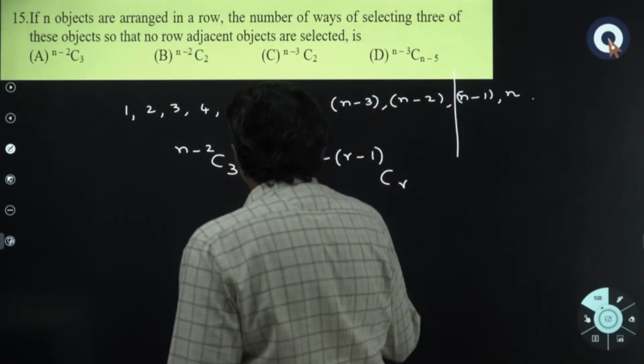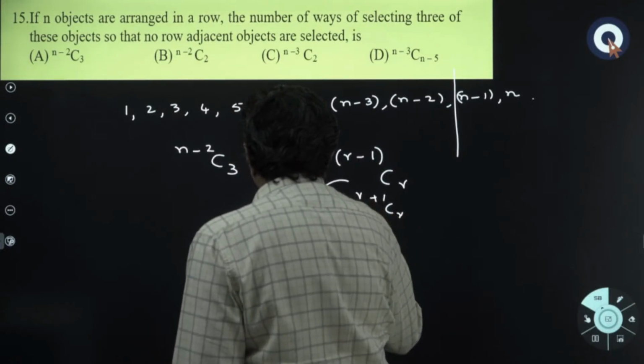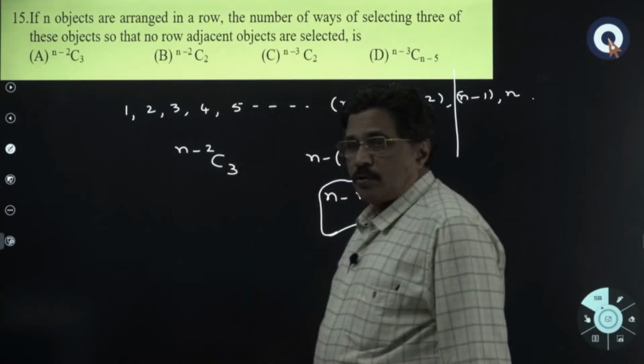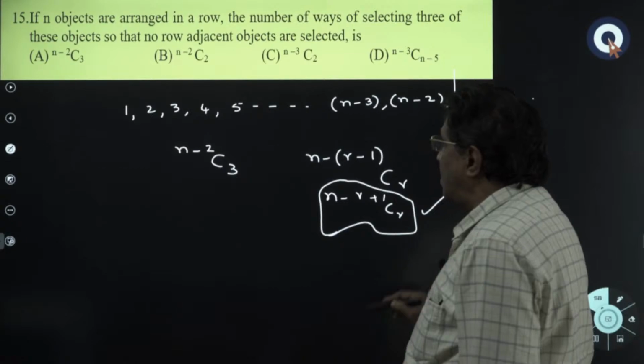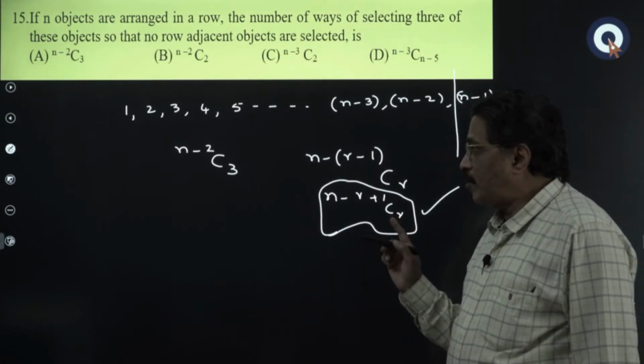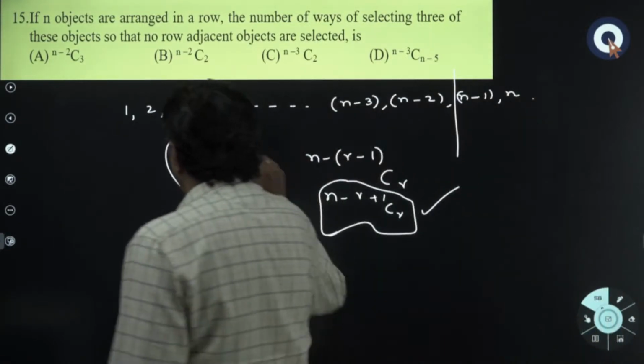So the number of ways in which we can select any r numbers out of n numbers such that no 2 of them are consecutive is n minus r plus 1 C r. So this is the general formula in which this can be done. Very good, very useful formula. You can make a note of this. So the answer in this case is simply n minus 2 C 3.